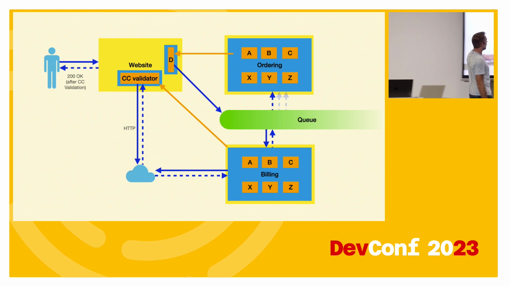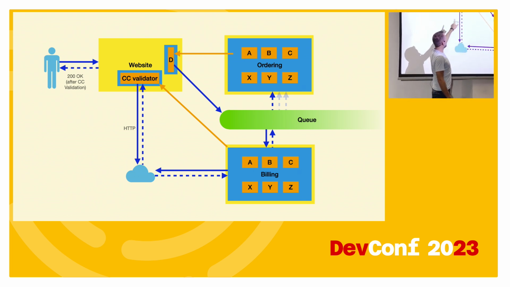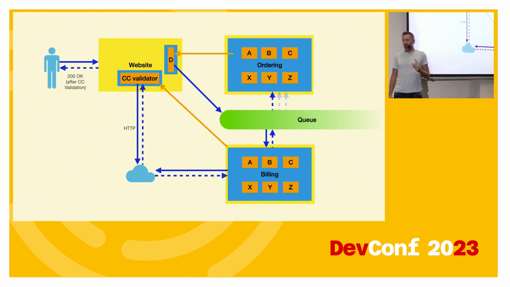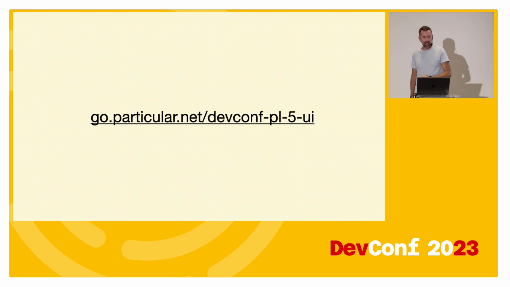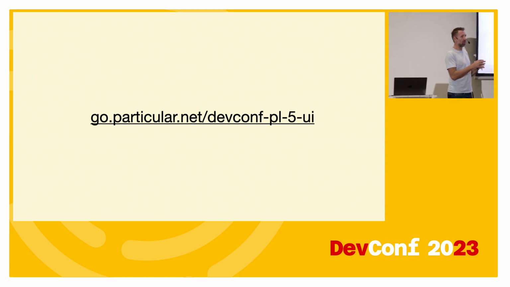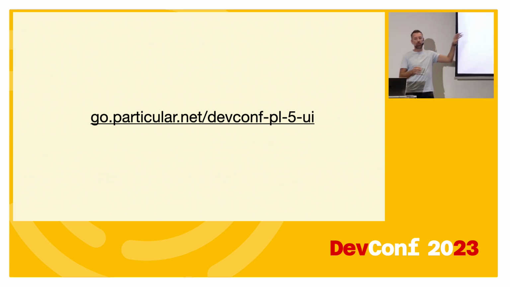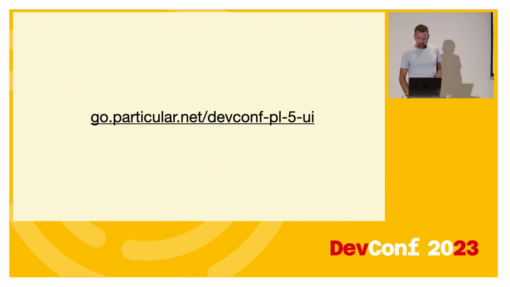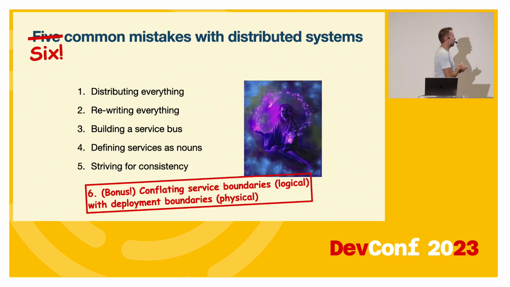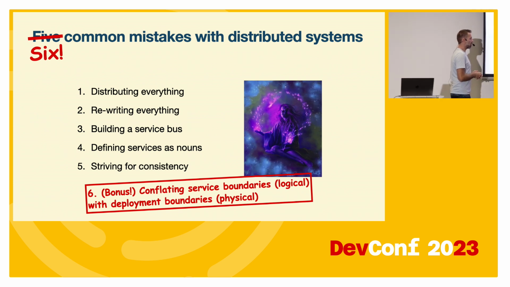How do you actually do this deployment from one logical boundary into a physical boundary? If you follow this link, this is a talk by a friend of mine called Mauro Servienti, and he talks about how to actually do that in code, right? How to actually separate the physical from the logical and have logical services deploying things into physical boundaries. And that is my 6th bonus common mistake with distributed systems. It's conflating service boundaries, which are logical, with deployment boundaries, which are physical.